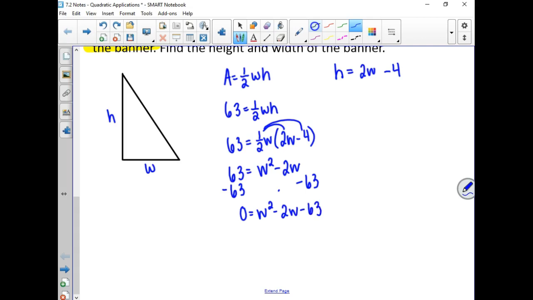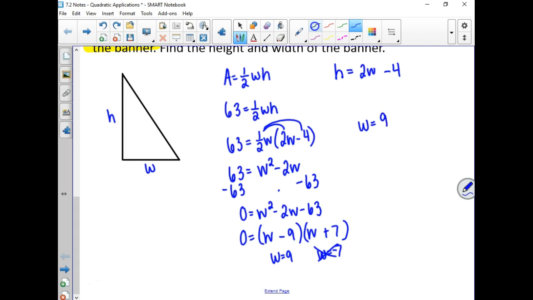From here, I need to factor. So to factor this into two binomials, I'll need a W here and a W here. For 63, I'm going to use -9 and +7 for that. That means my answers are going to be W equals 9 and W equals -7. However, just like the last problem, we need to disregard that negative answer. So W equals 9 is our answer that we're going to use.